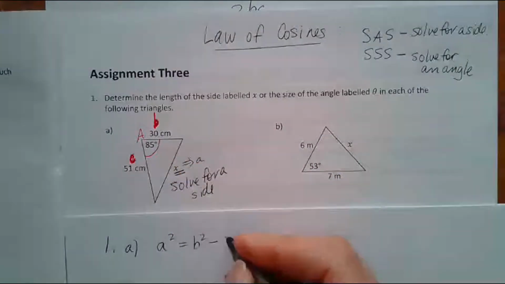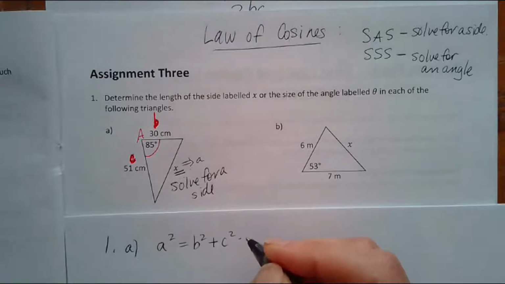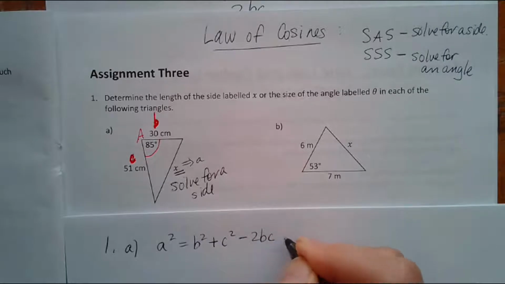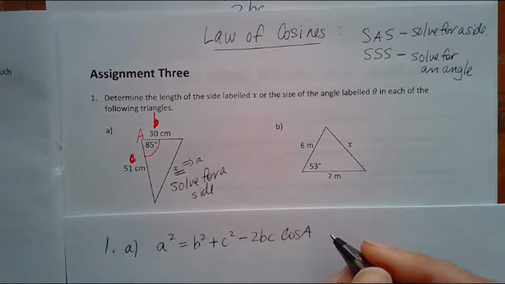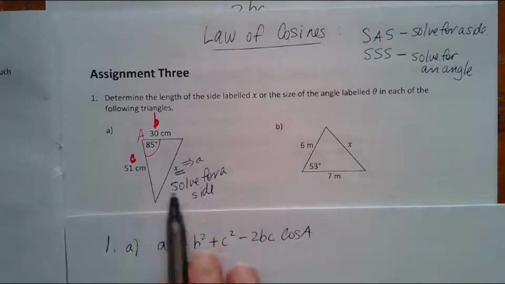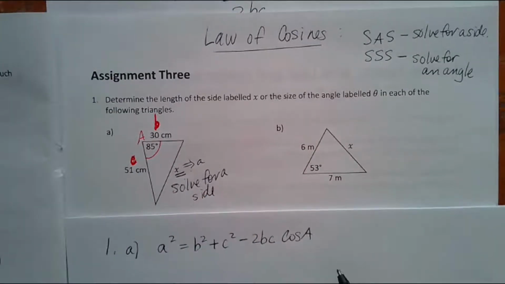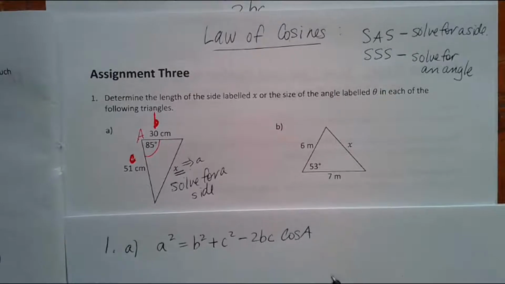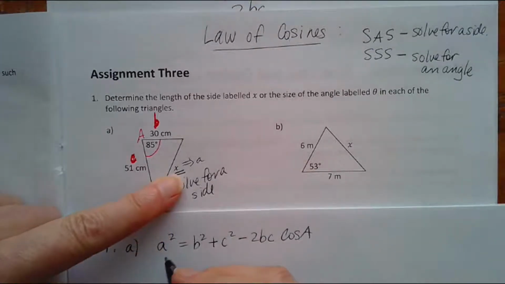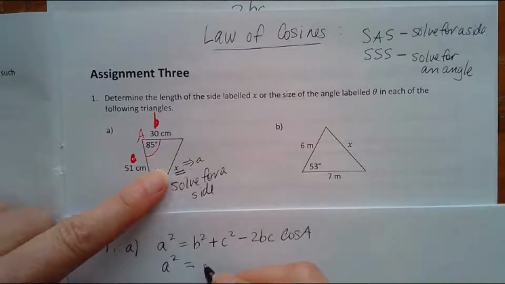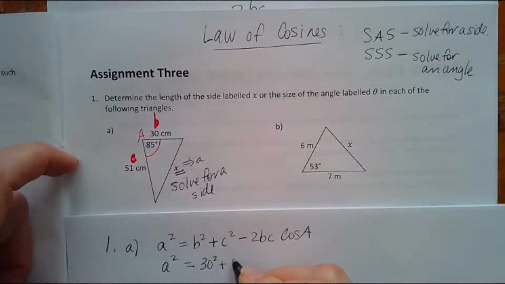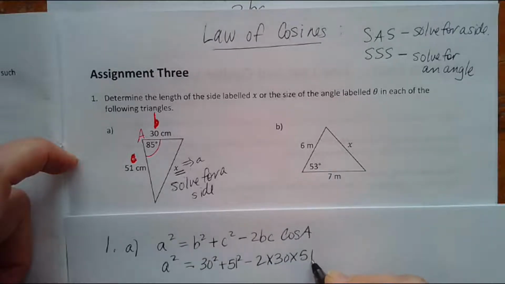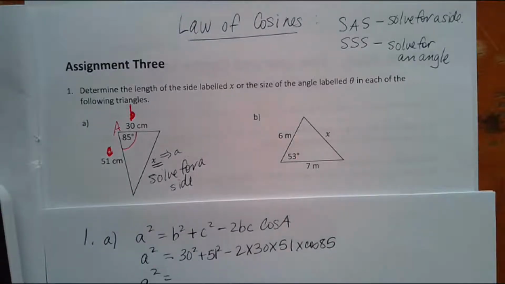X means we're solving for a side, so it's b squared plus c squared minus 2 times b times c times cos of A. Now it's just a matter of substituting all my values into the proper formula, right? So a squared equals b squared plus c squared minus 2 times b times c times cos of, what I'm going to do is I'm punching everything in the calculator.